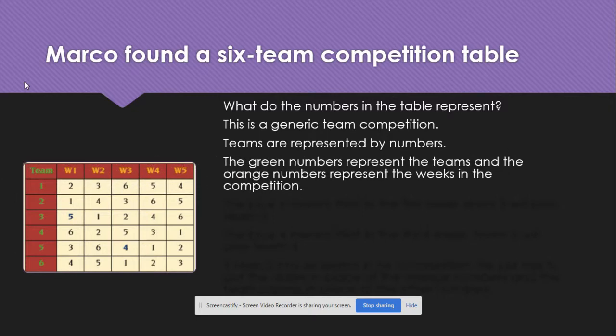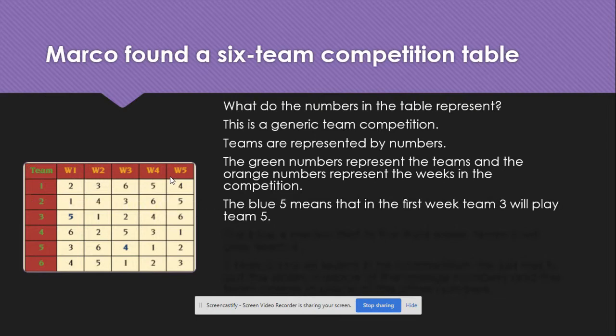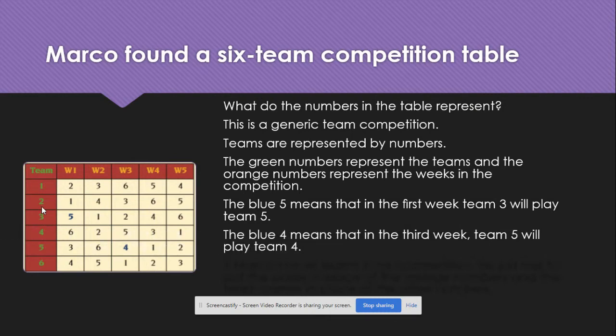Team numbers, so down here where it says team, represent the teams, and the orange numbers here represent the weeks in the competition. So it's going to go over 5 weeks. Blue 5, can you see there is a blue 5, means that in the first week, team 3 will play team 5. Okay? And the blue 4 means that in the third week, team 5 will play team 4. Okay.